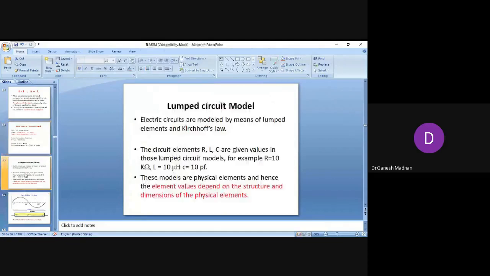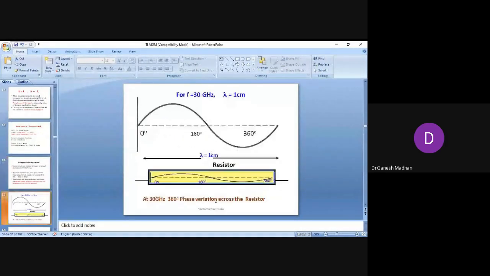Lumped circuit models hold good only at low frequency. Resistance, inductance, capacitance, and the element values depend on the structure and dimensions of the physical element. So in circuit theory, the lumped circuit model is valid. Now come to the high frequency.